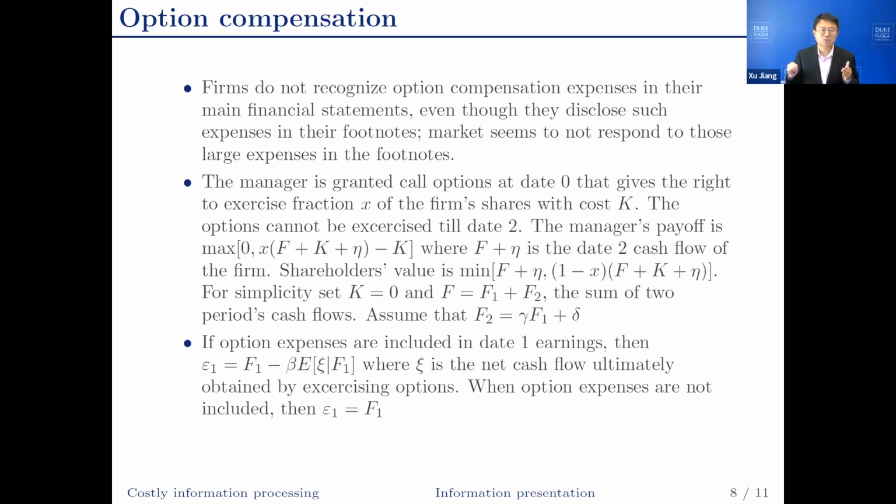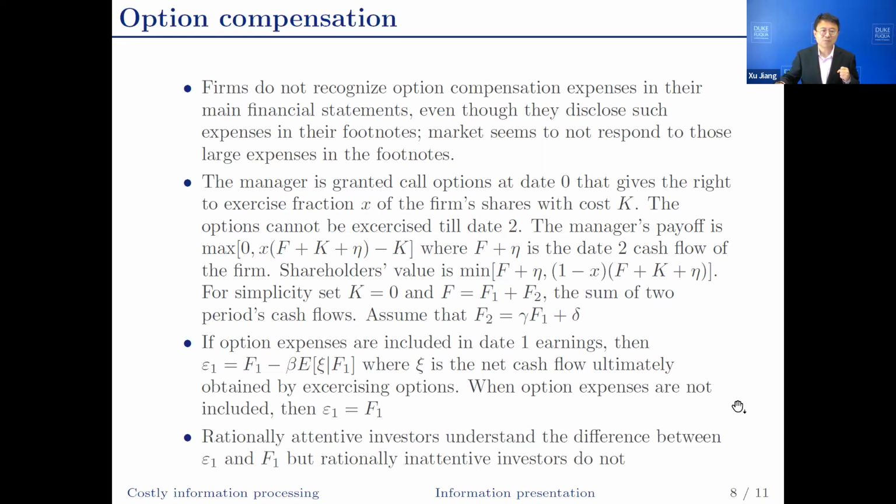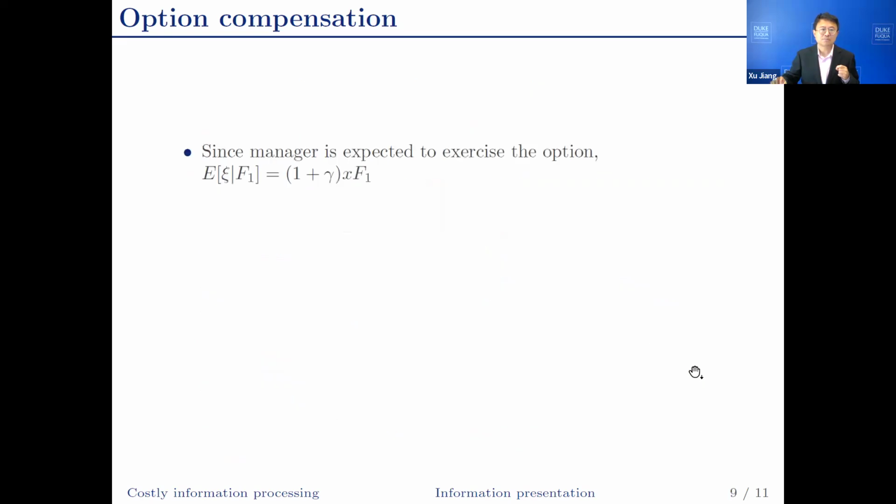Beta determines what proportion of option expenses should be included in date 1 earnings. When beta equals 1, then all of the option expenses are included in date 1 earnings. When beta equals 0, this is the same case as when option expenses are not included. Then the GAAP earnings epsilon 1 equals F1. Rational attentive investors understand the difference between epsilon 1 and F1. But inattentive investors don't.